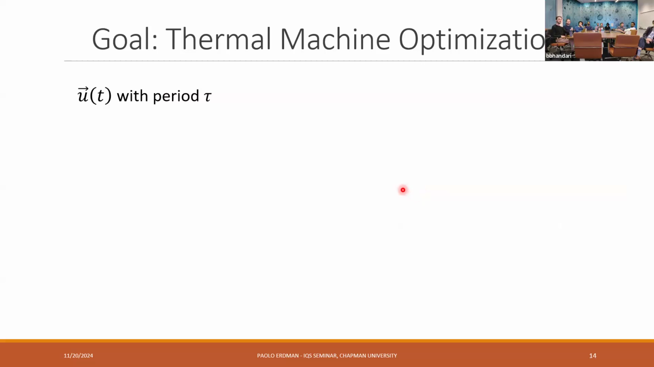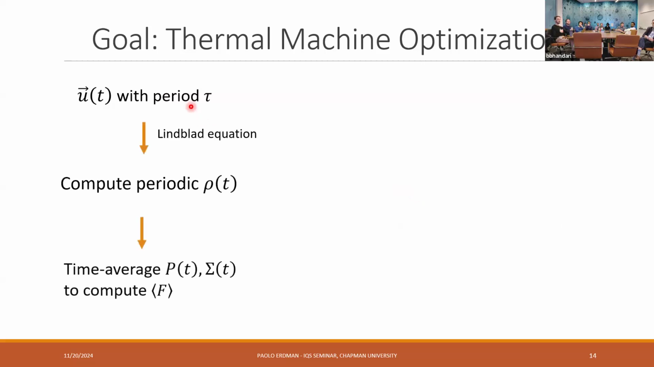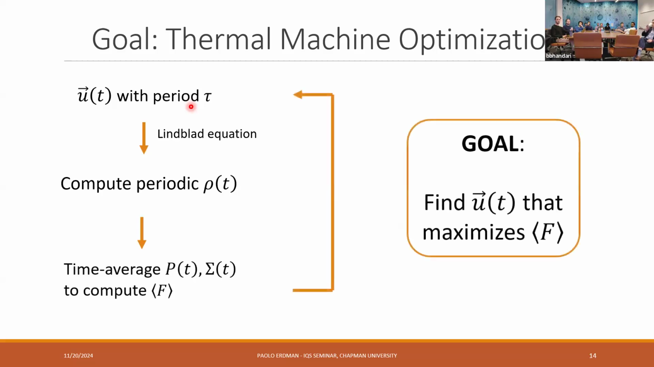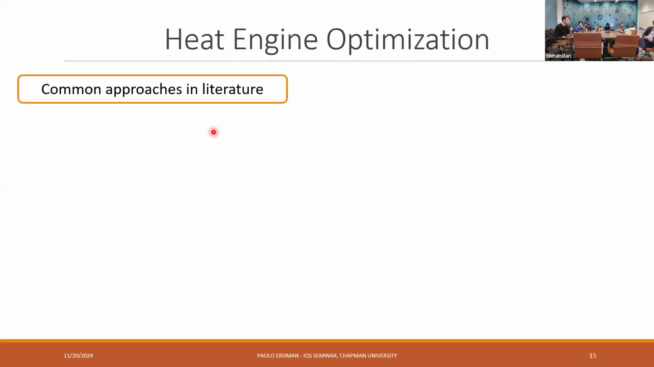Okay, so to summarize, with UDT, we describe a cycle. From there, we can compute the state, we can compute its power, average it, and our goal is to find which of these cycles or protocols maximize the performance of the system. So there have been many approaches in the literature.